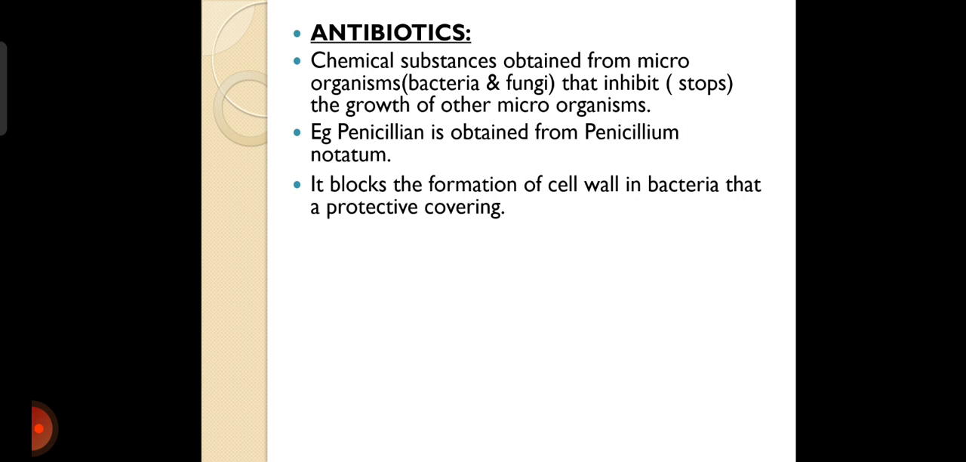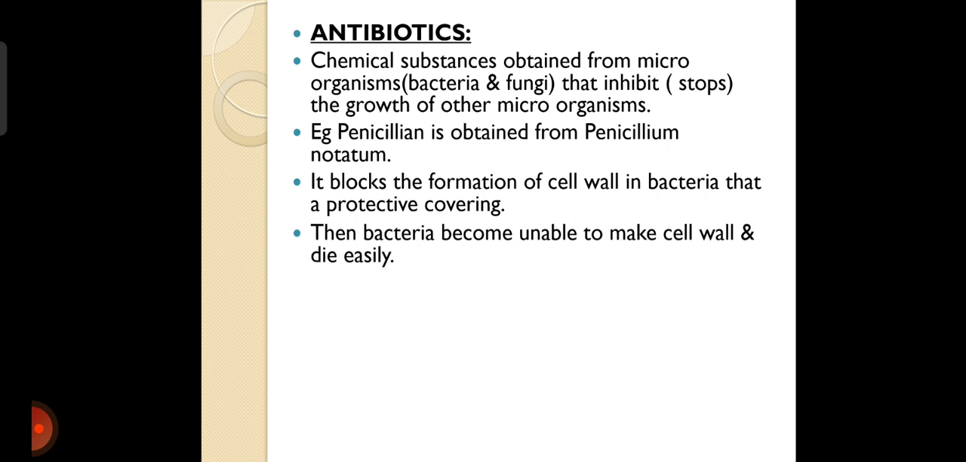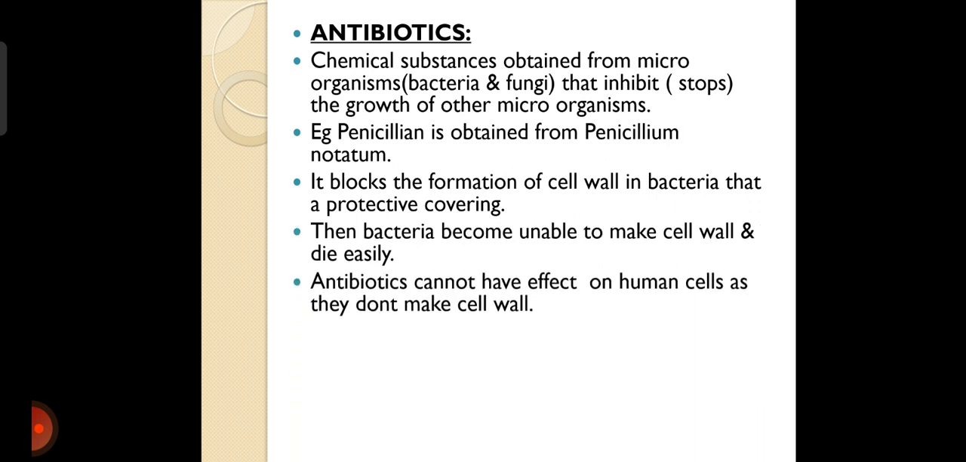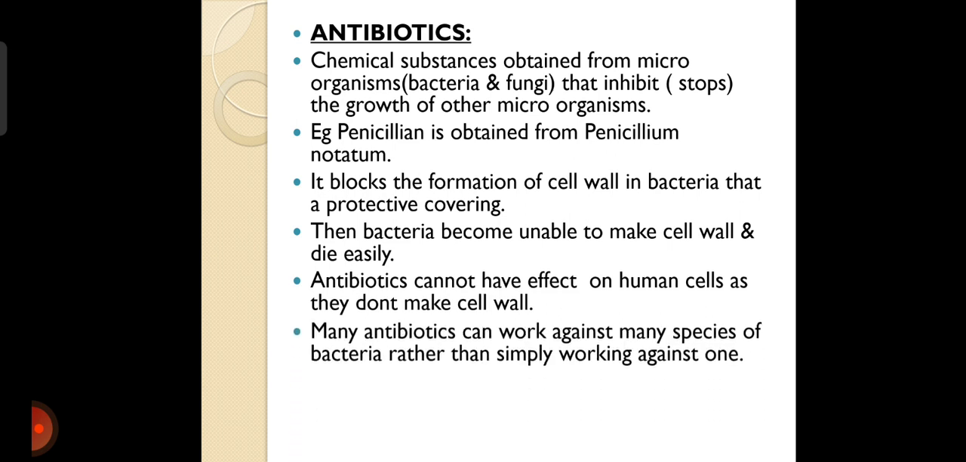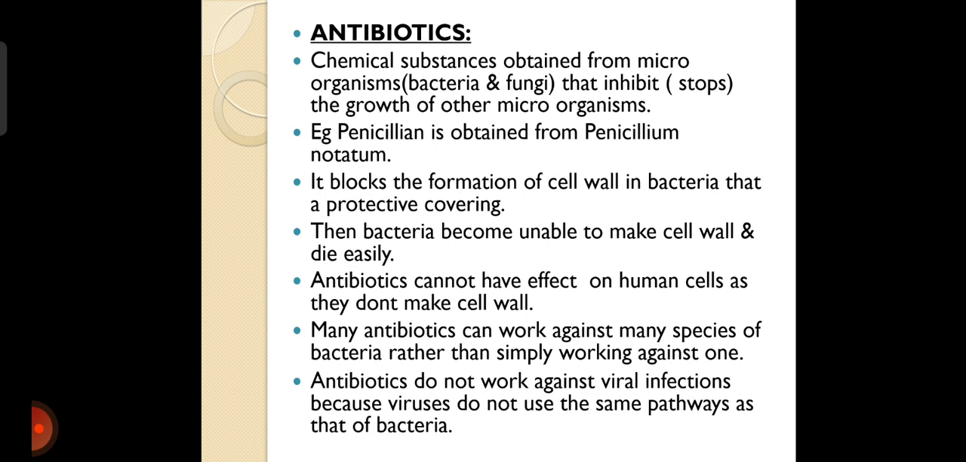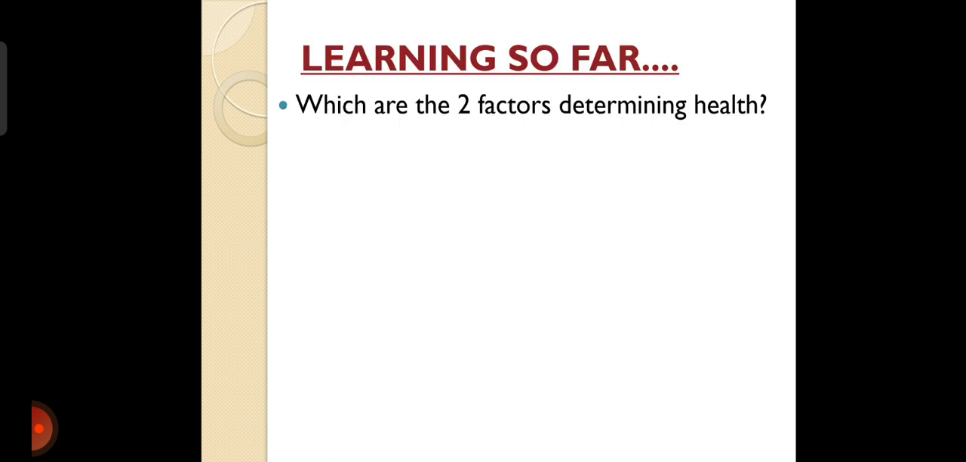It blocks the formation of the cell wall in the bacteria, that is a protective covering. Then bacteria become unable to make a cell wall and they die easily. Antibiotics cannot have an effect on human cells as they don't make any cell wall. Many antibiotics can work against many species of bacteria rather than simply working against one. Antibiotics do not work against viral infections because viruses do not use the same pathway as that of bacteria.